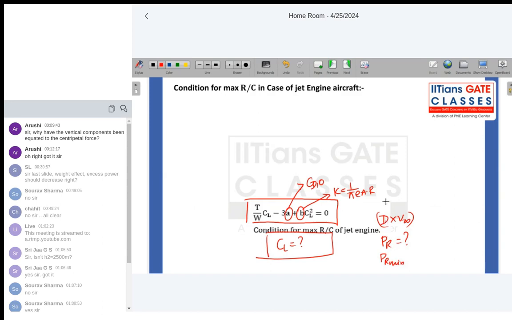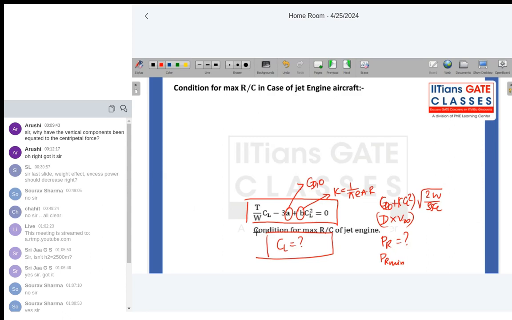So we know that drag is nothing but CD naught plus KCL square into root of 2W by rho S CL. So if I substitute for CL, which is obtained from this equation, here we get our power required minimum. So power required minimum depends upon CL, which is obtained from this equation. So this is the condition for maximum rate of climb of a jet engine aircraft. Yeah, Devans, you had some doubt.